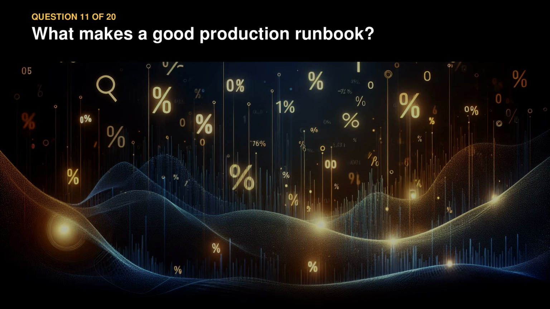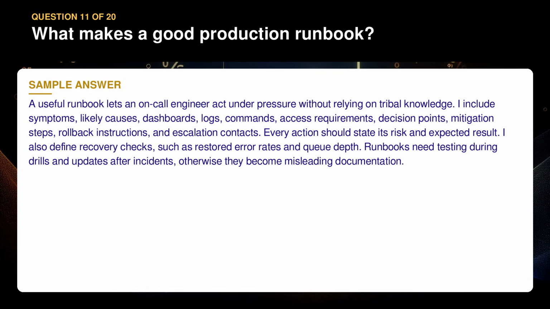Question 11. What makes a good production runbook? A useful runbook lets an on-call engineer act under pressure without relying on tribal knowledge. I include symptoms, likely causes, dashboards, logs, commands, access requirements, decision points, mitigation steps, rollback instructions, and escalation contacts. Every action should state its risk and expected result.